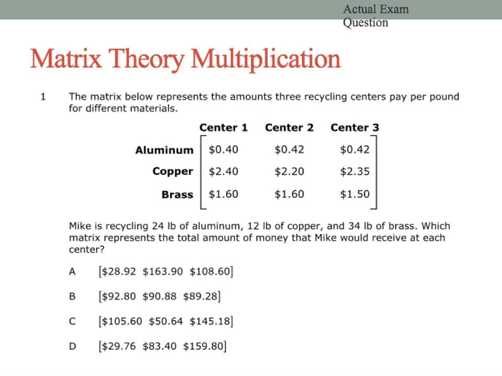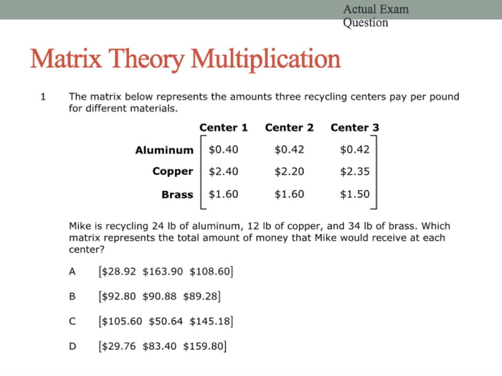Alright, last problem here. And this one's actually taken from a final exam. So the matrix below represents the amounts three recycling centers pay per pound for different materials. Mike is recycling 24 pounds of aluminum, 12 pounds of copper, and 34 pounds of brass. Which matrix represents the total amount of money that Mike would receive at each center?